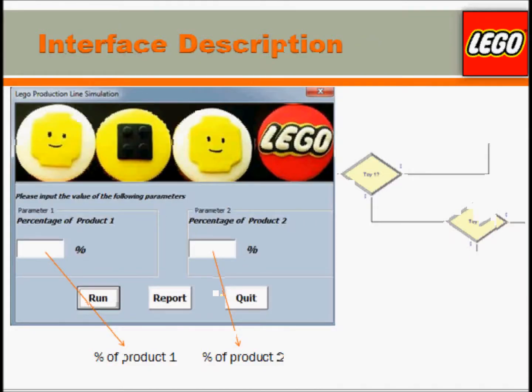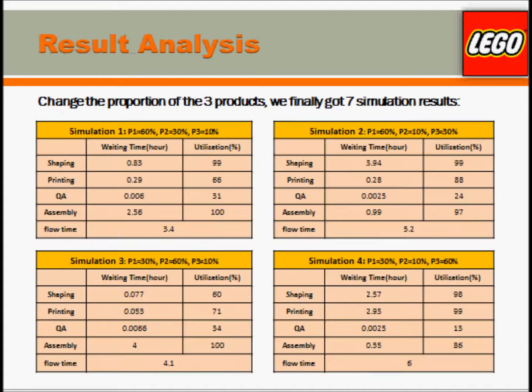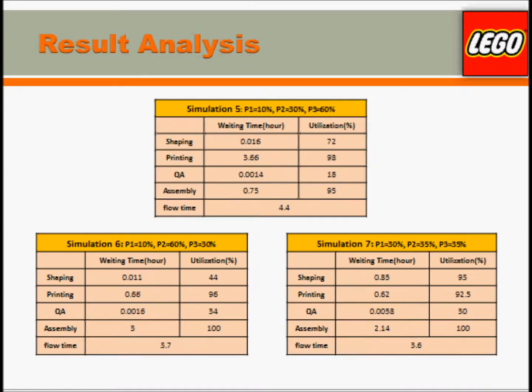Now let's move on to see what some results we have. We did 7 simulations in total with different kinds of production allocation. And here are the results of the waiting time and utilization of machines we got from the 7 simulations. These are the first 4, and these are the rest of the 3.